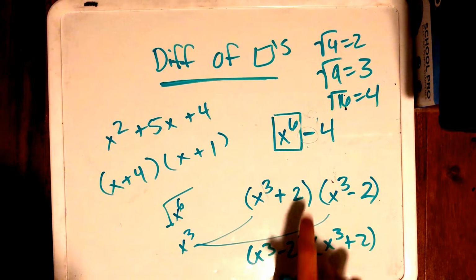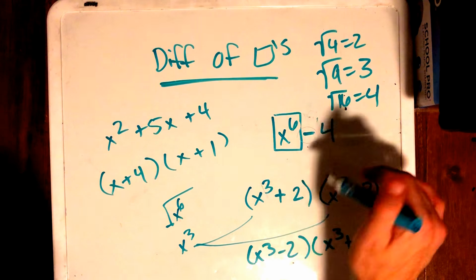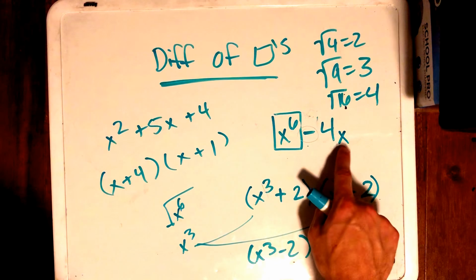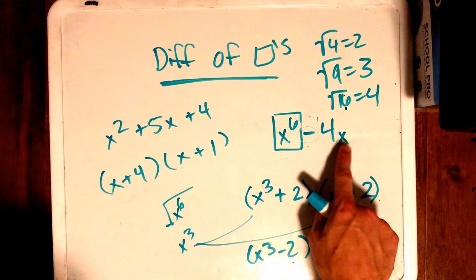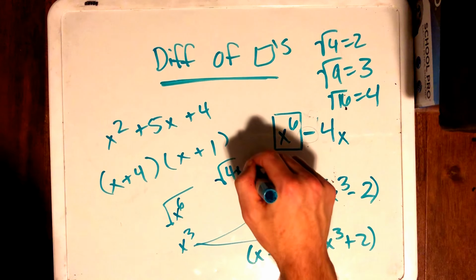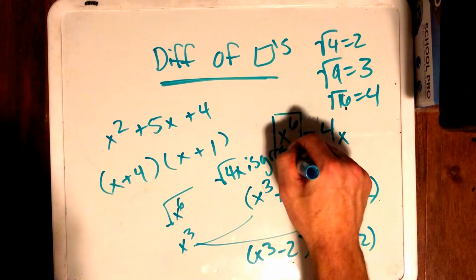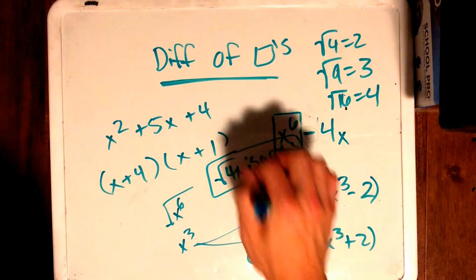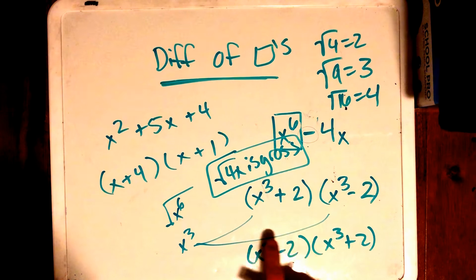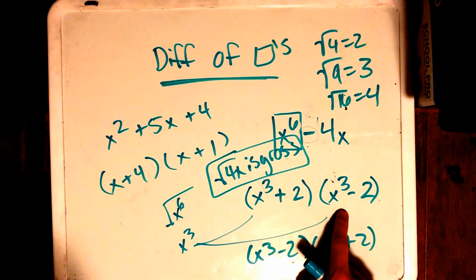Now, like I said, when you have two terms, you're not always going to be able to do a difference of squares. If you have x to the 6th minus 4x, if we just add this little pesky x, we would not be able to do it because the square root of 4x is gross. The square root of 4x is disgusting. We don't like it. It's gross. So because it's gross, we don't want to do a difference of squares.